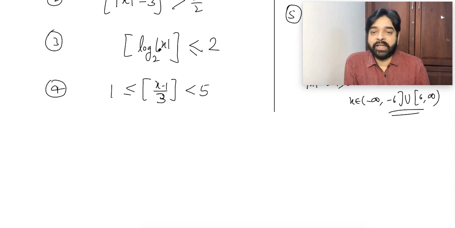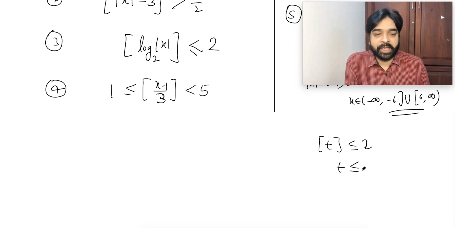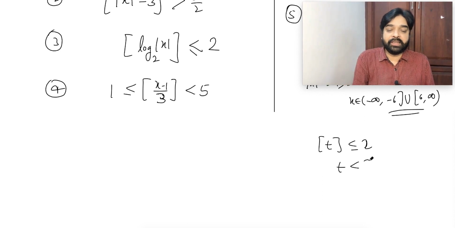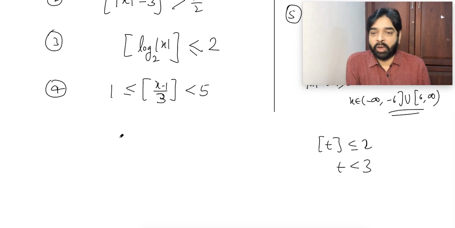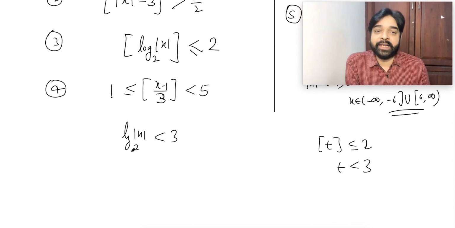So greatest integer of something less than equal to 2. If I say greatest integer of t less than equal to 2, that means t will be less than 3. Am I right or not? So I will say log mod x base 2 will be less than 3. Since base is greater than 1, what will happen? The log will go to the other side, so mod x will be less than 2 power 3, which means 8.